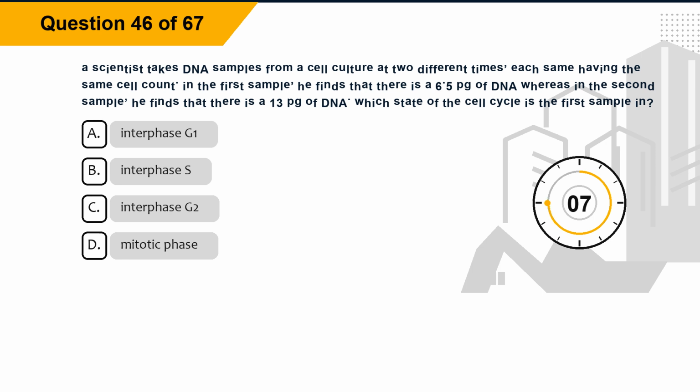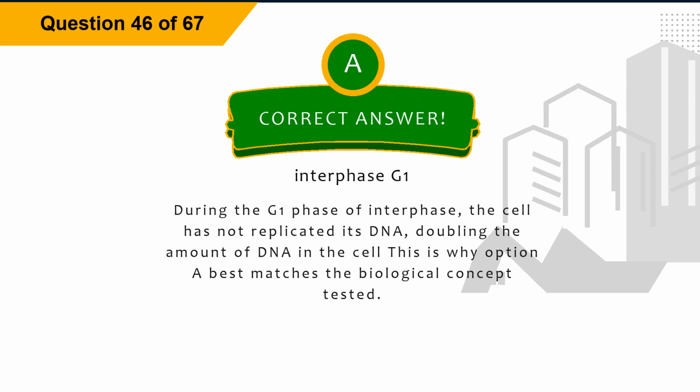Option A, interphase G1. Option B, interphase S. Option C, interphase G2. Option D, mitotic phase. The correct answer is option A, interphase G1. Explanation. During the G1 phase of interphase, the cell has not yet replicated its DNA, doubling the amount of DNA in the cell. This is why option A best matches the biological concept tested.